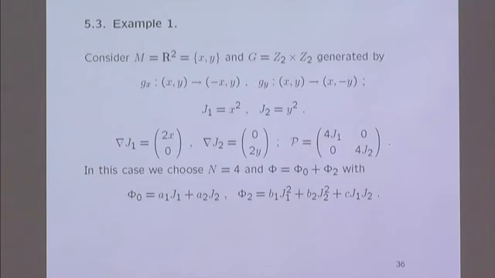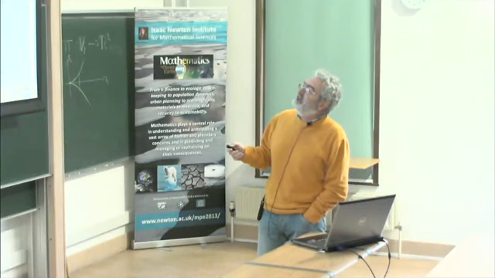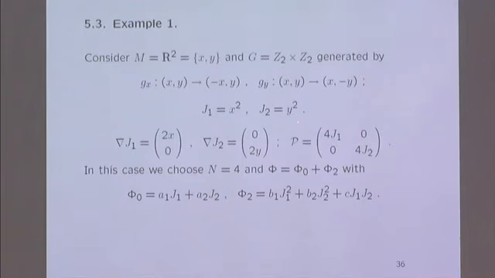I think I still have a few minutes. And let's see some examples. First example is just reflections in X and reflections in Y. I have, of course, only these two invariants. So the P matrix is this. This is the linear term, the quadratic term, sorry. The quartic term, there is no cubic term. The quartic invariant term is like this.